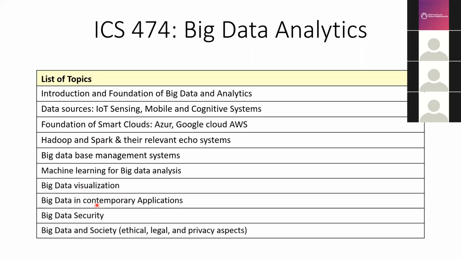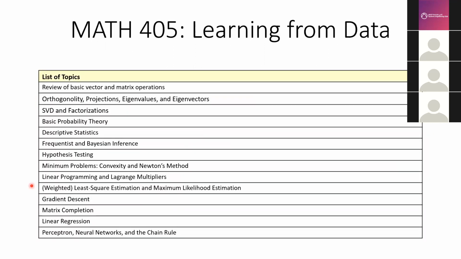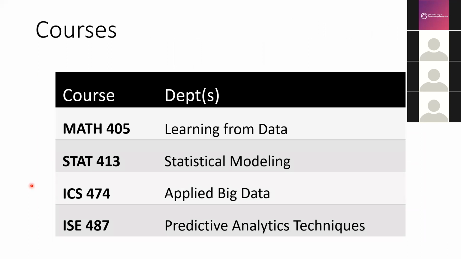And then you see some of the applications which involve big data. You have some general applications, some current applications, and then a very specific application, which is security. And then here you have some concluding information about big data and society, some ethical, legal, and privacy related aspects. So these are the 4 courses that you will be taking in this CX.